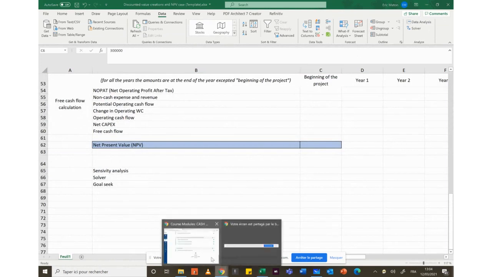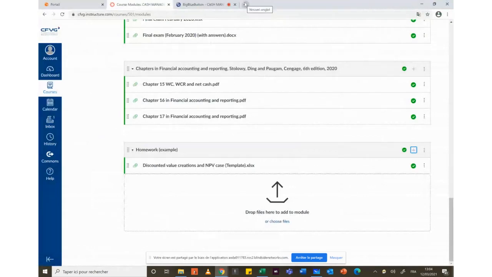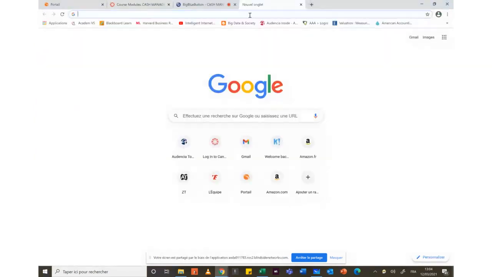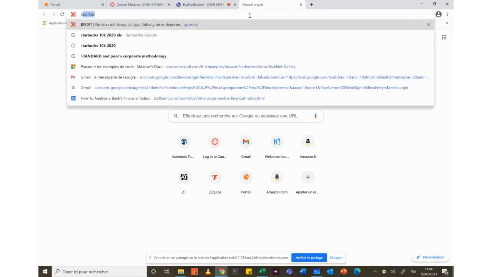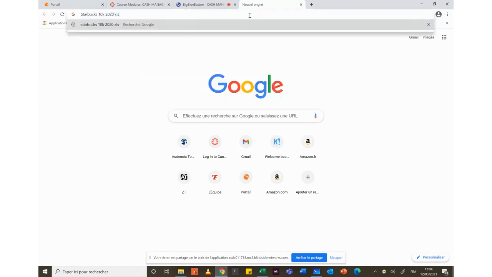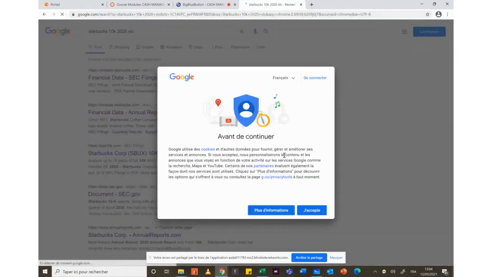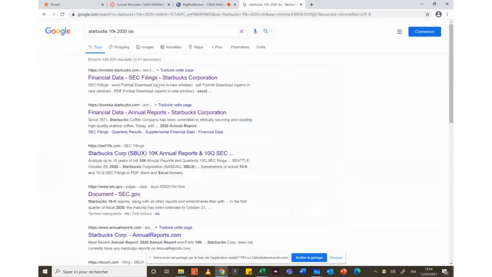The other homework is about the statement of cash flows. So you have to decide which American company you want to study. Why do I want an American company? With an American company, we can find the Excel files very easily. So for instance, I want the Starbucks 10K 2020, the Excel file. It's compulsory to give the Excel file because of the SEC demand. It's what they name the SEC filings.